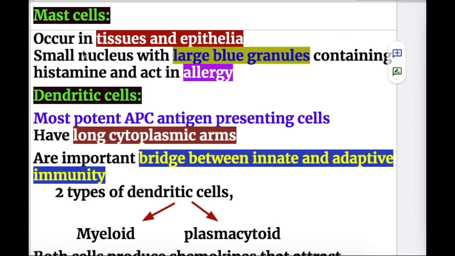Now, mast cells. Mast cells occur in tissue and epithelia. They have a small nucleus with large blue granules. The other cells that have blue granules are basophils, and mast cells contain histamine and mediate allergy, but basophils have a bilobed nucleus.